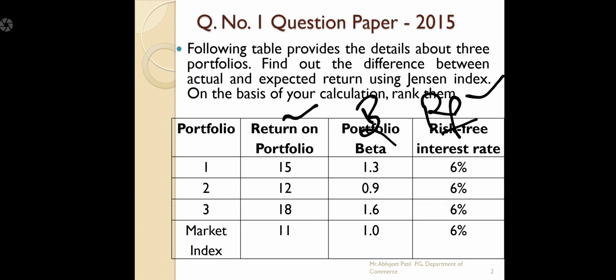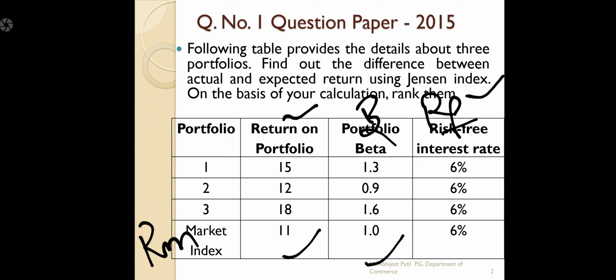denoted as RF. The market index is given, that is RM; the market return is 11, and then the market risk, beta, is 1. And they mention using Jensen's index, and the method they mention is the difference between actual and expected. So let's find out how to calculate Jensen's index, that is the difference between actual and expected.